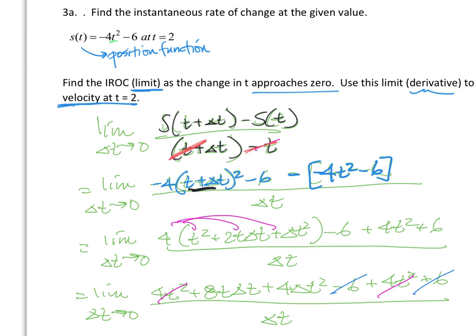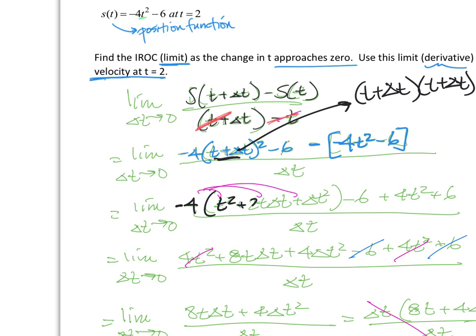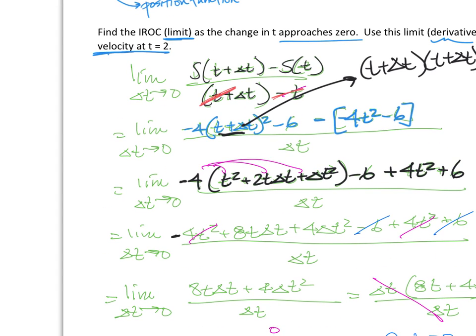Now, again, I've talked about this a couple of times, but I want to be sure we can handle this. That squared, again, you guys, is FOIL. So we've got to be able to do that. And what we end up with, we still have that -4, and then we end up with that t squared plus 2t delta t plus delta t squared minus 6. And then when we distribute that negative to our function, these change to 4t squared plus 6. So this is supposed to have a negative in front.